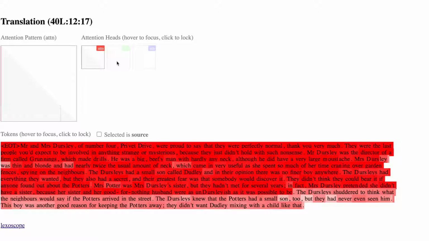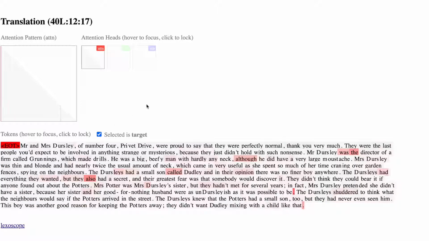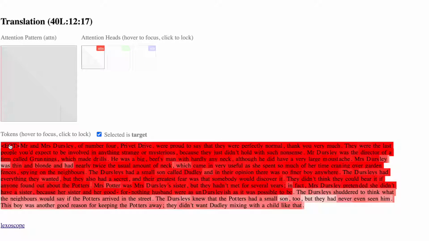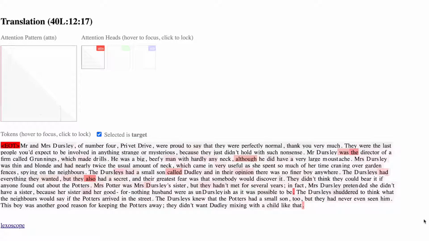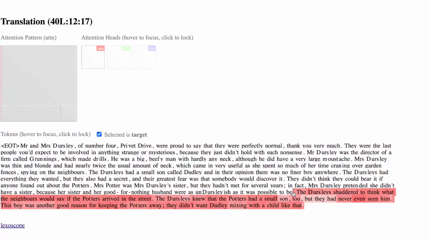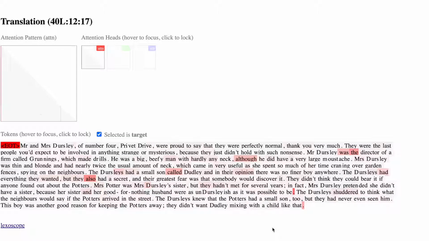Okay, so the first thing to do is, if we switch to looking at the source, we'll see that almost all the attention is going to EOT, and we can hover over EOT and see everything that attends to it, so it's almost all tokens. But a few tokens are attending elsewhere, especially to the period, that's everything over there, but there's a few other ones that are looking at very specific things.